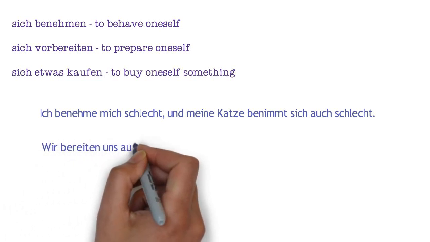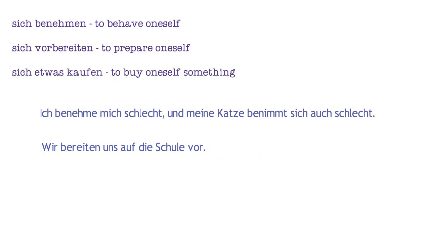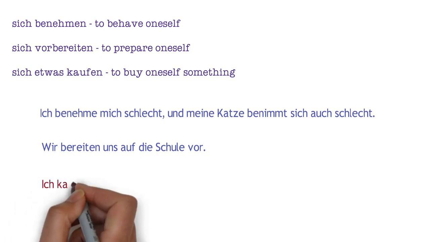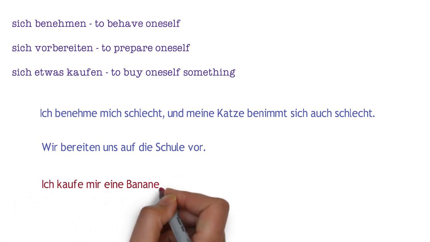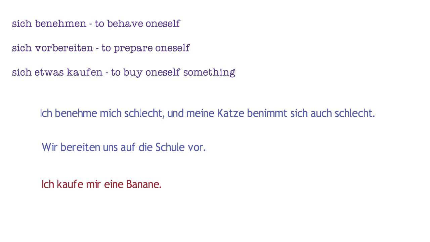Or I could say, wir bereiten uns auf die Schule vor. We prepare ourselves for school, and use the reflexive pronoun uns to match the subject wir. Or I can say, ich kaufe mir eine Banane, using the reflexive pronoun mir to show that the subject and the indirect object are the same person.